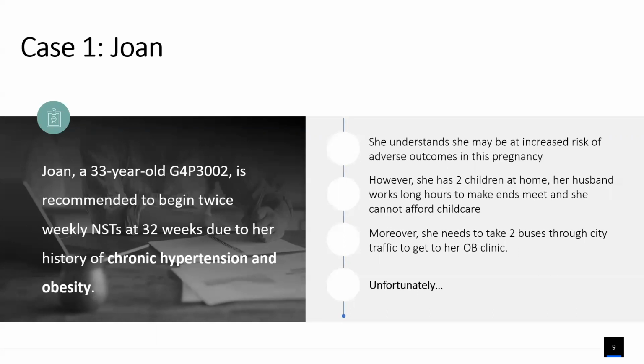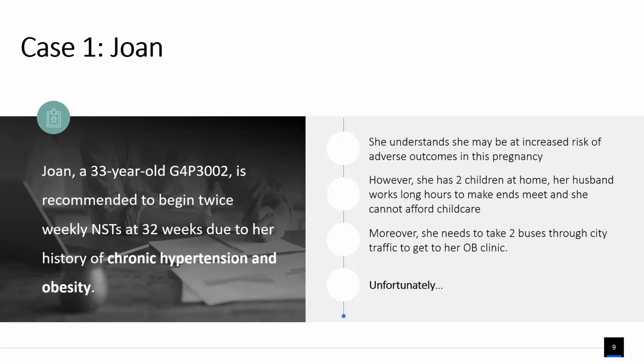But what we often don't do in the clinic is consider the fact that she has 2 children at home. Her husband works long hours in order to just get food on the table and make ends meet. They can't afford extra childcare. And she has to take 2 buses through city traffic to get to any visit. And now you're going to ask her to come in twice a week in the last 2 months of pregnancy, when she's probably the most physically uncomfortable, let alone multitasking to the nth degree. And it's a significant burden.